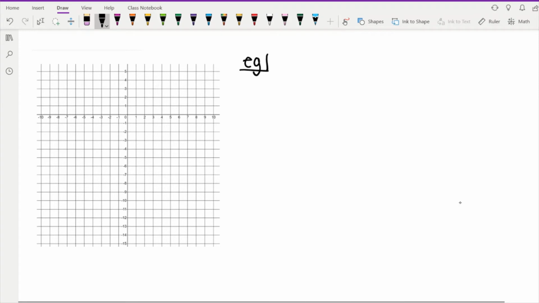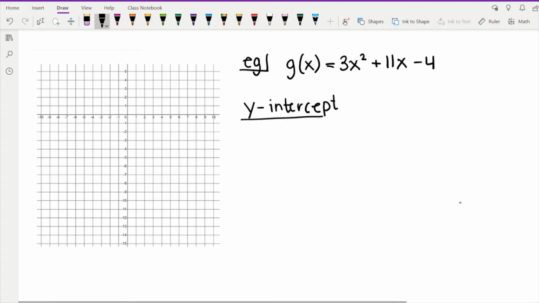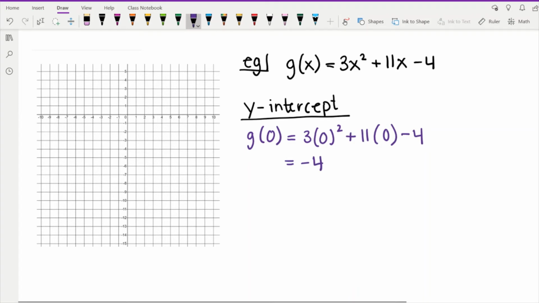So the next example I want to look at is g of x is equal to 3x squared plus 11x minus 4. So let's start again by finding the y-intercept. Okay, so to find the y-intercept, we're just going to plug in 0, right? So g of 0 is going to be 3 times 0 squared plus 11 times 0 minus 4. And so the y-coordinate is going to be -4. And so that means our y-intercept is (0, -4). So I'm going to go ahead and plot that.